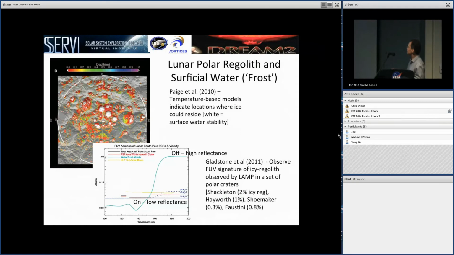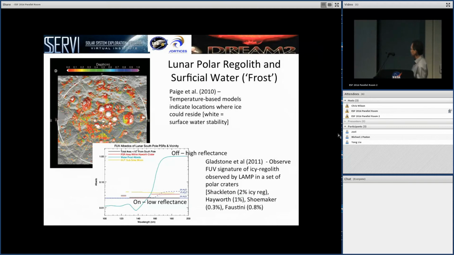It was actually Dave Paige who suggested it should be at the surface, using temperature-based models back in 2011, and sure enough, LAMP, the Lyman Alpha Mapping Project, saw something like this. Looking at the off and on bands, they were able to see a bump up with water in the part of the band that has a high FUV reflectance, compared to the part of the band that has a very low reflectance. Actually, it's about a factor of 100 for pure water. But even at 1% mixes of water, you can still see a bump up, a change.